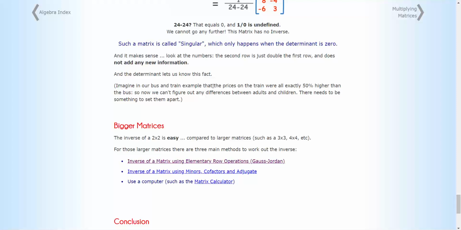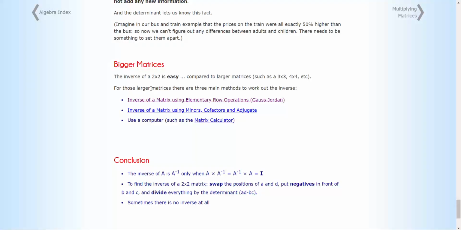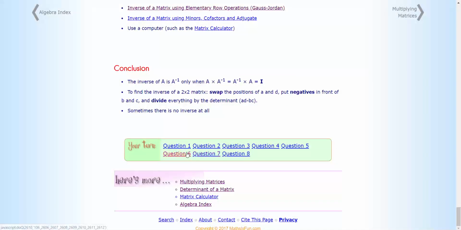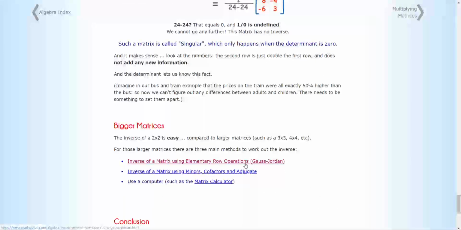So imagine our passenger example of the prices on the train were exactly 50% higher than the bus. So now we can't figure out any differences between adults and children. There needs to be something to set them apart. It's easy compared to larger matrices such as 3 by 3 and 4 by 4. For those larger matrices, there are three main methods to work out the inverse: elementary row operations, Gauss-Jordan. This is what we're looking for. Now we should cover all of these, but first we should do the exercises on the inverses, and then we should go to Gauss-Jordan.